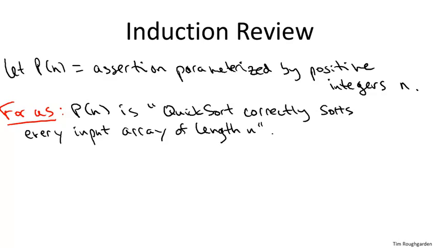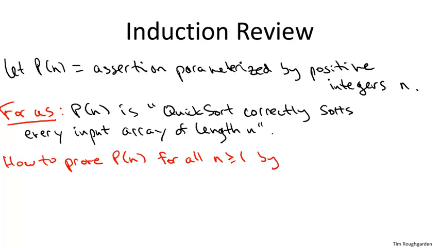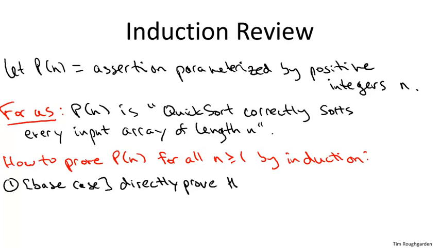So an induction proof has two parts. The first part is a base case, and the second part is an inductive step. For the base case, you have to get started, so you show that at the very least, your assertion is true when n equals 1. This is often a trivial matter, and that'll be the case when we establish the correctness of quicksort, just on arrays with only one element.